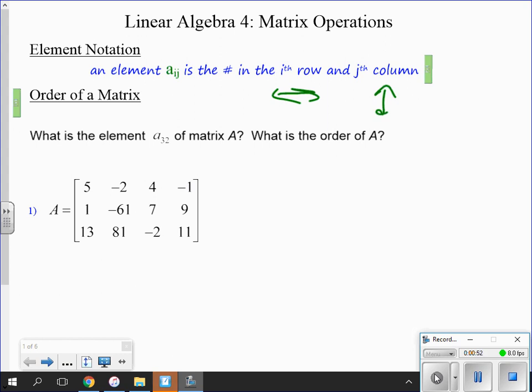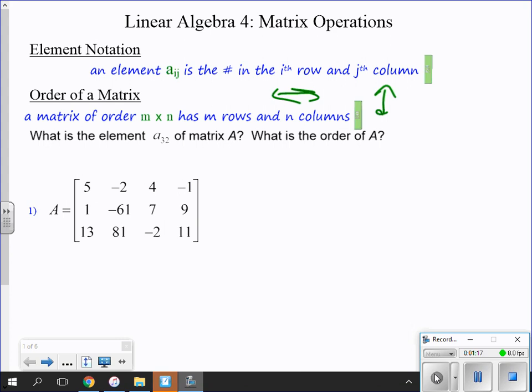Okay, the order of a matrix is determined by how many rows and columns. A matrix of order mn has m rows and n columns. I call it an m by n matrix.